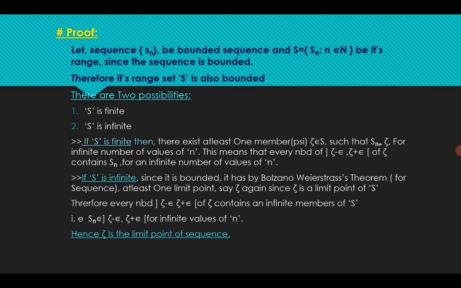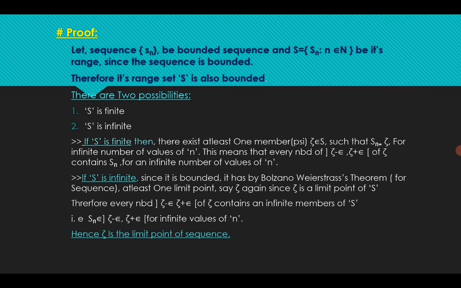Now friends, another basic concept required for the proof of the Bolzano-Weierstrass theorem is a bounded sequence. A sequence is said to be bounded if and only if it is bounded above as well as bounded below. Then only the sequence is said to be bounded. Now friends, we have completed the basics required for the Bolzano-Weierstrass theorem. Now we move towards the proof.